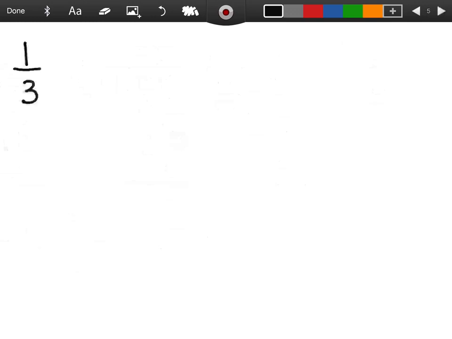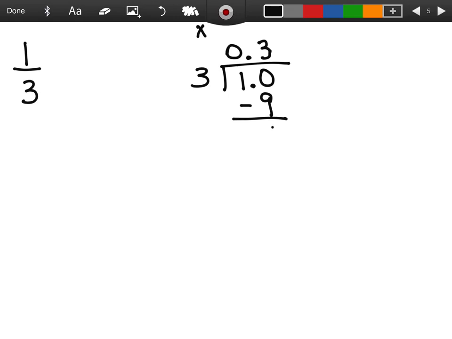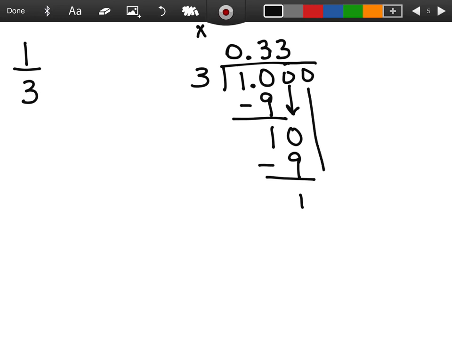Let's do another one. 1/3. Okay, same thing. 1 goes underneath, 3 goes on the outside. I know I can't do that. I've got to add my decimal. 3 goes into 10 3 times because 3 times 3 is 9. Subtract that out. I get a 1. Can't do that. Got to add another 0. Drop my 0 down. This looks exactly like what we did before. 9. If I were to keep going, it keeps going. You see that?